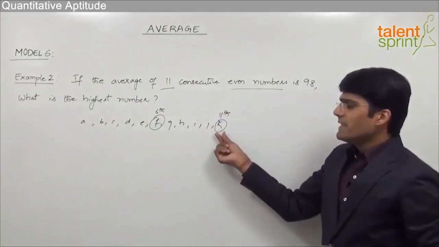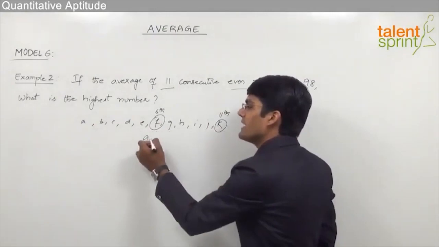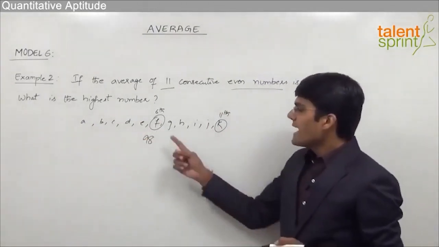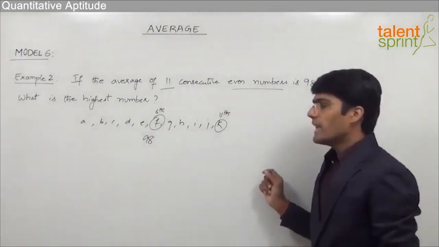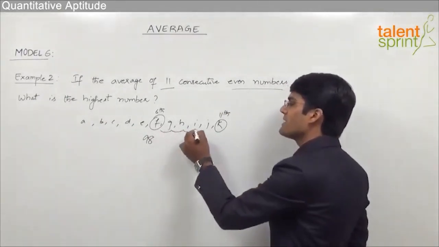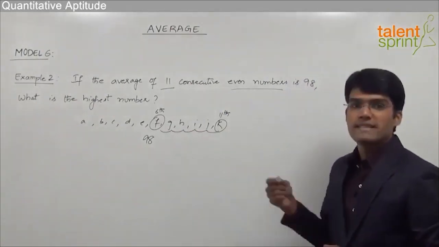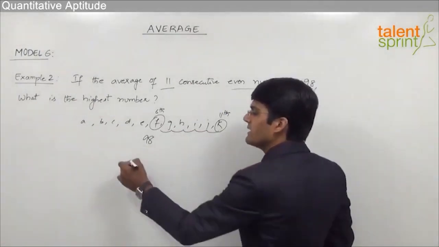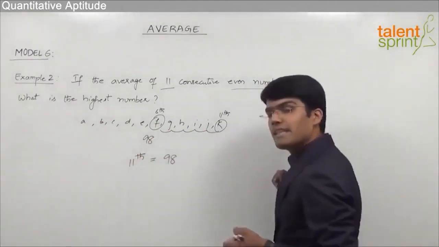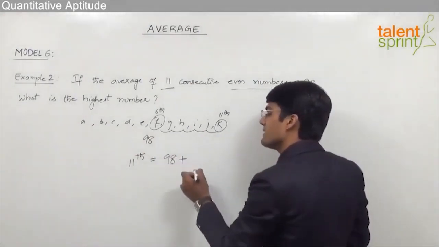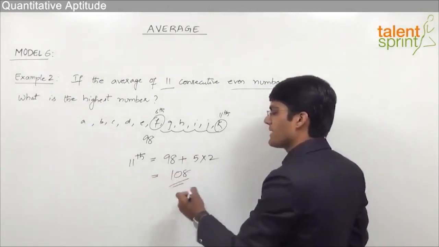Now to find out the 11th number, we can simply proceed from the 6th number, that is 98. We know that each pair of consecutive numbers will have a difference of 2. And since we have 5 numbers after the 6th number, we can say that the total difference will be 2 into 5, that is 10. So we can say that the 11th number or the highest number will be equal to 98, that is the 6th number, plus 5 into 2, which is equal to 108.